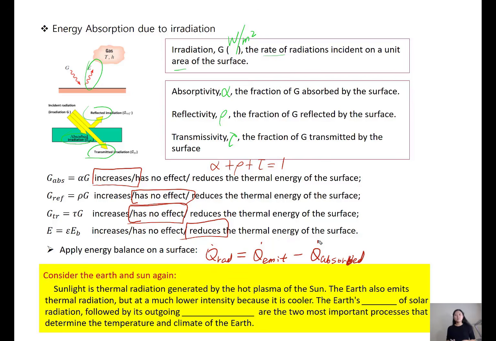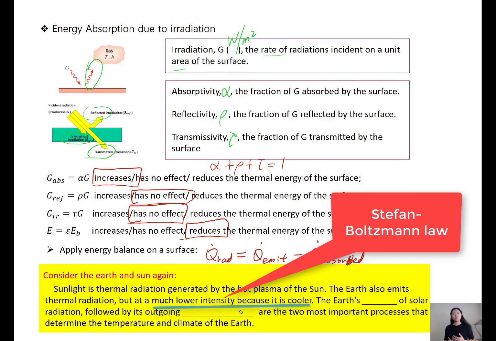Consider the Earth and the Sun. Sunlight is thermal radiation generated by the hot plasma of the Sun. The Earth also emits thermal radiation, since the temperature of the Earth is also higher than 0 Kelvin, but at a much lower intensity because it is cooler. Remember, emission is proportional to temperature to the power of 4. So the Earth's absorption of solar radiation followed by its outgoing emission are the two most important processes that determine the temperature and the climate of the Earth.